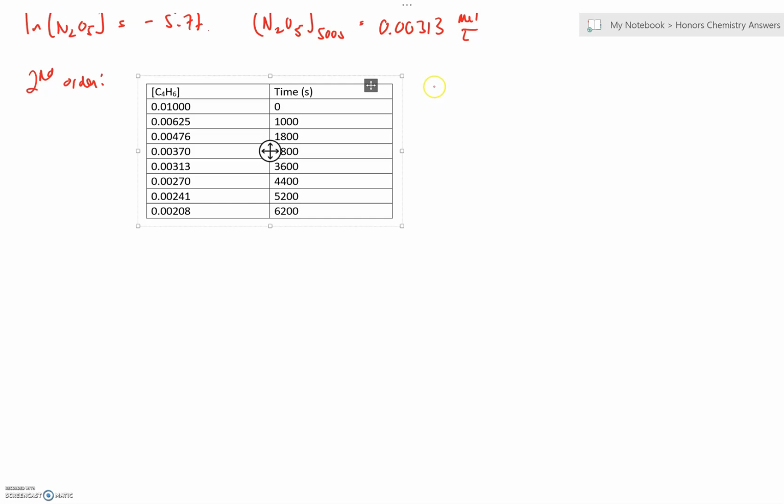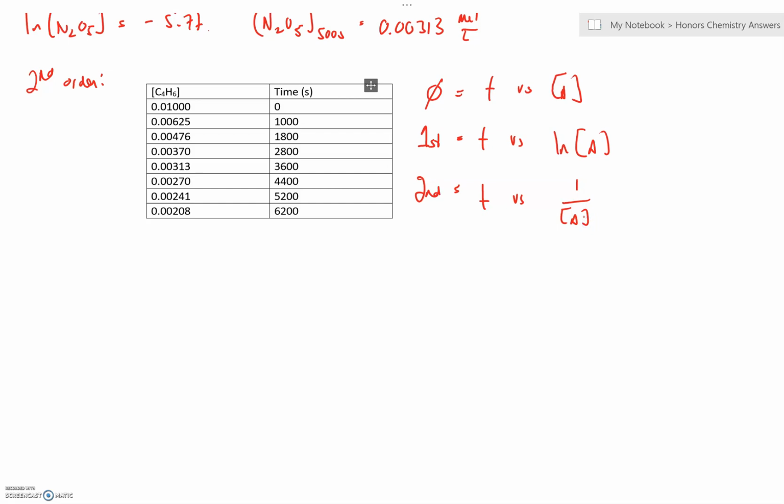We've got three options. We know that zero order will be a straight line if it's just time versus the concentration of A. And we know that first order will be a straight line when it's time versus the natural log of A. Let's get rid of those zeros. We don't need those. That means at the beginning, and we're not talking about the beginning. Here is a second order reaction where time versus the inverse of A gives us the straightest line.